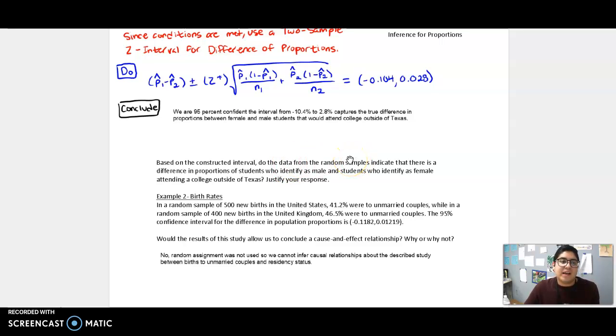So go ahead and pause the video now, take a look at example 2 and example 3, and we'll come back together and review those. Now, when we looked at example 2 with the birth rates, no random assignment was used, so we cannot infer cause and effect in the described study between births to unmarried couples and residency status. It's a random sample, so I can only show correlation, not causation.